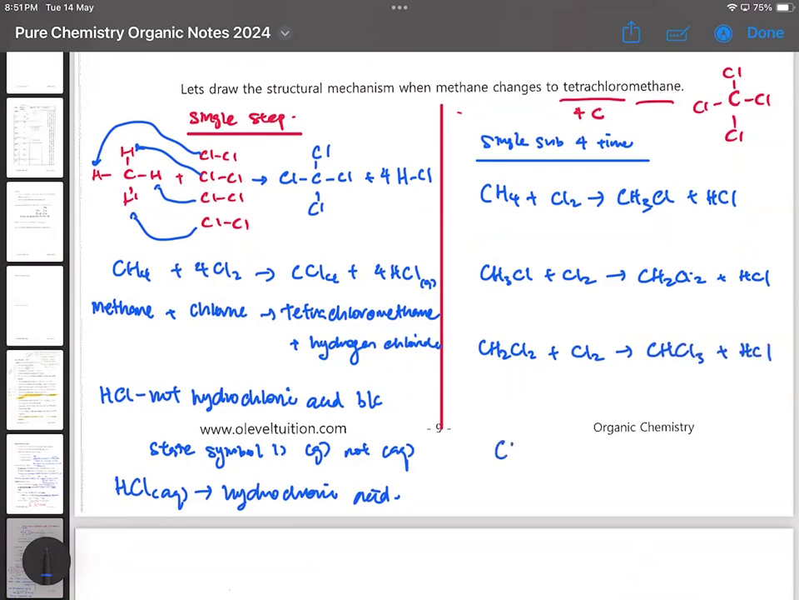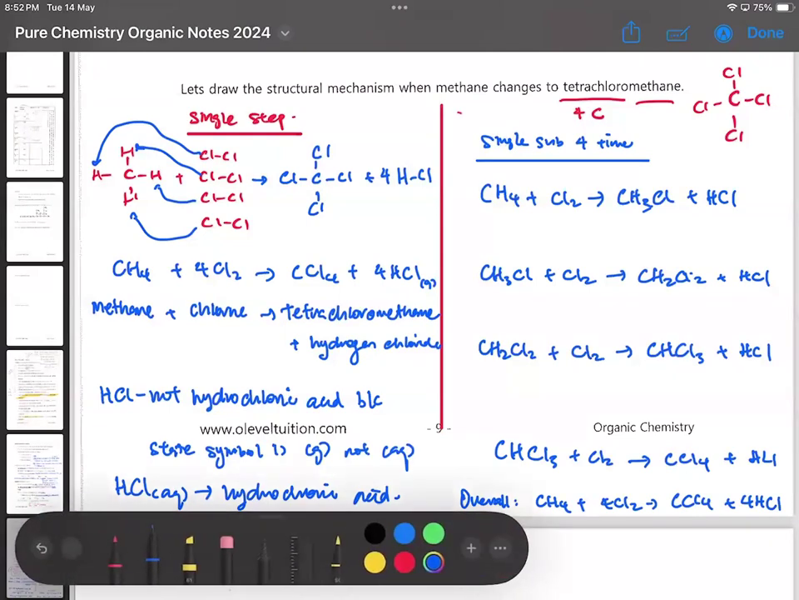And finally do it one more time with Cl2 and you get CCl4 plus HCl. But the overall equation is still the same. So in this case, the overall equation will still be CH4 plus 4Cl2, giving us CCl4 plus 4HCl. This is the overall equation.